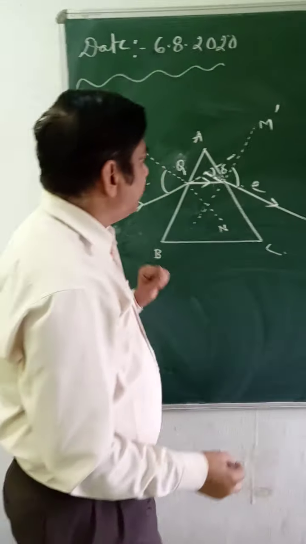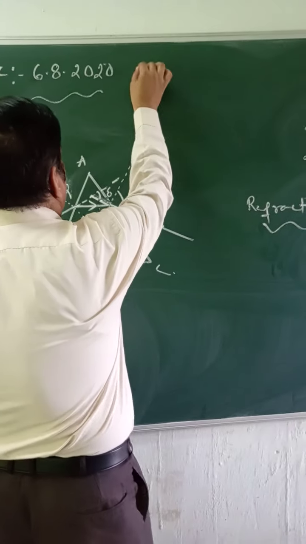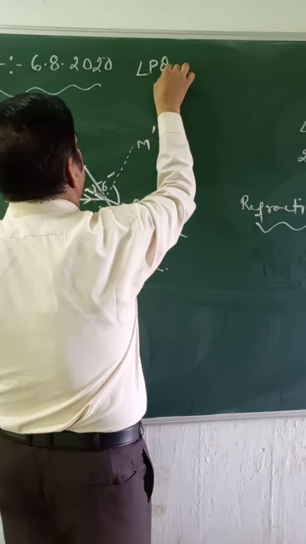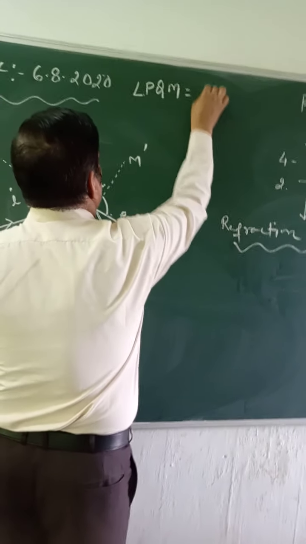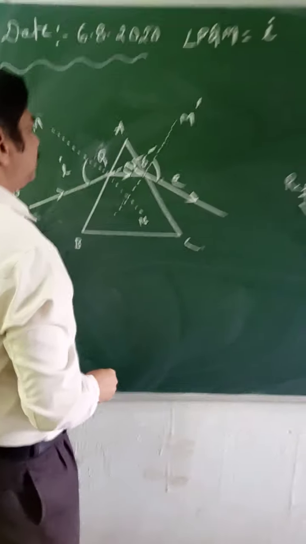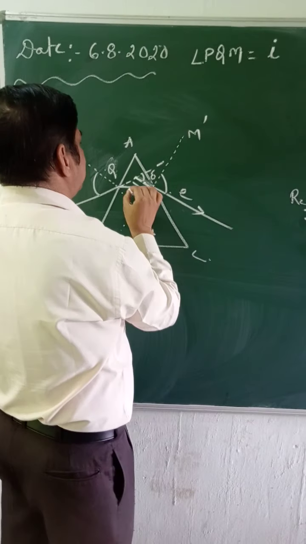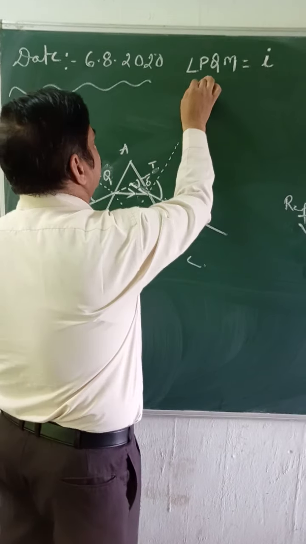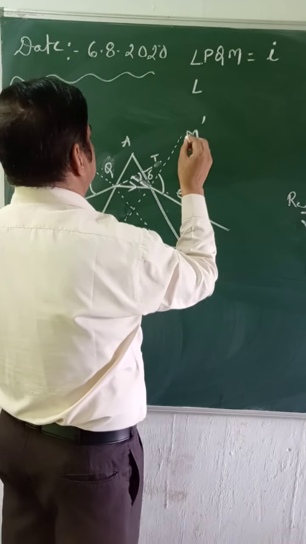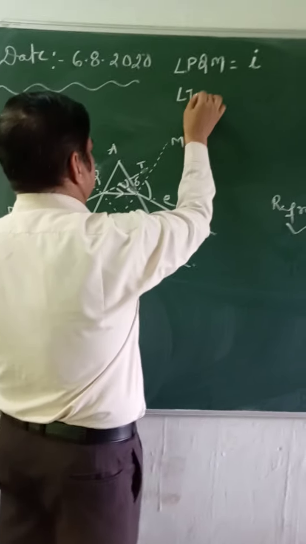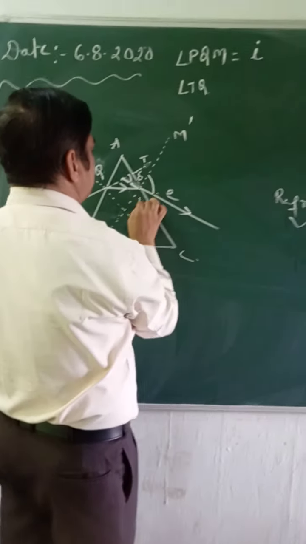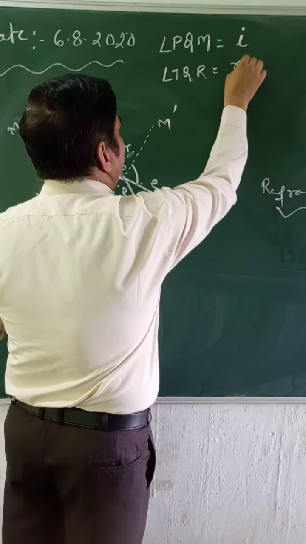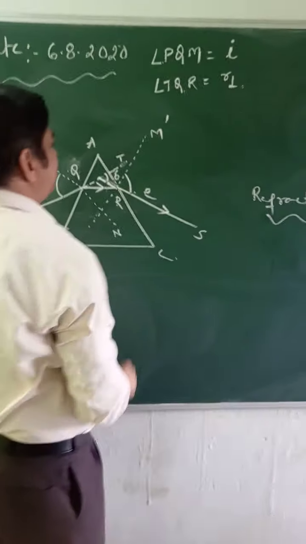So here what can we say? Angle PQM is equal to the angle of incidence. Here this point, let it be T. So angle TQR is the angle of refraction. You can say r1.